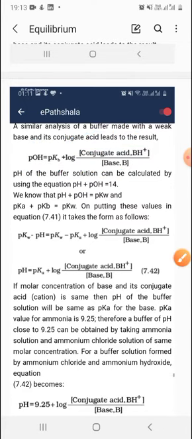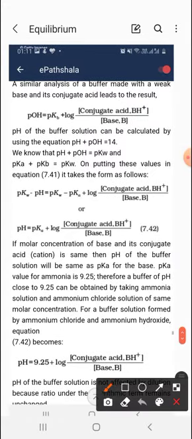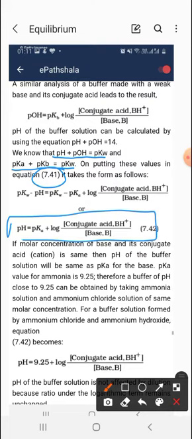Fine, and we also know that pH plus pOH is equal to 14, and similarly pH plus pOH is equal to pKw. And you can also put this equation like pKa plus pKb is equal to pKw. You can use this equation by putting these values in equation 7.41. If you put these values, you will get this kind of formula over here.